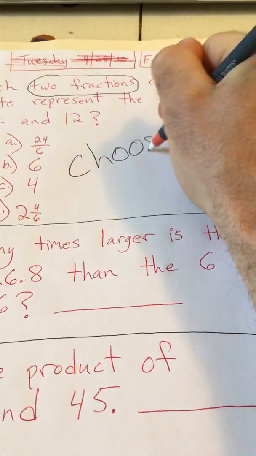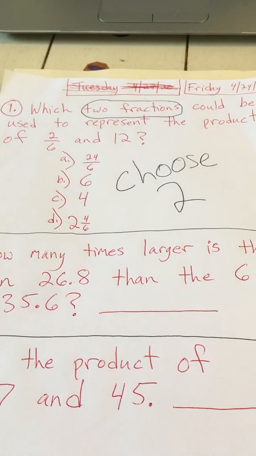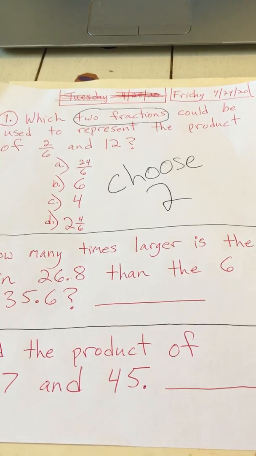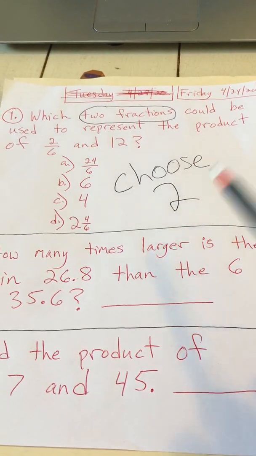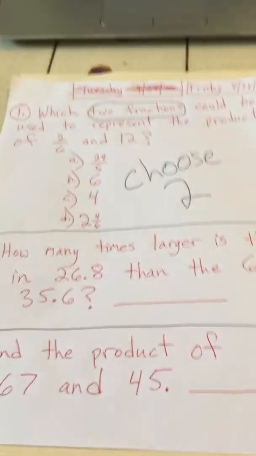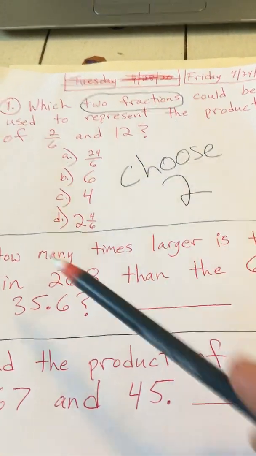I do not want to forget that, because if I forget that, I will get no credit for this problem. If I get 1 of the correct answers, the problem is still going to be marked wrong. You need to have 2 correct answers to get the points for this problem. So I'm going to write in big letters, choose 2, so I don't forget that. All right? So I'm choosing 2.